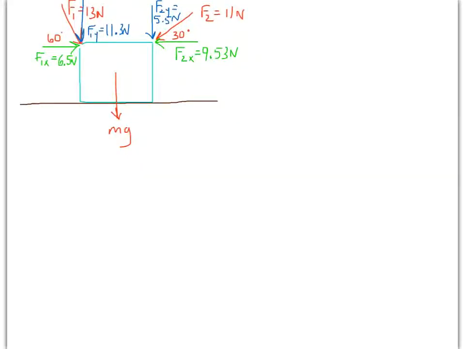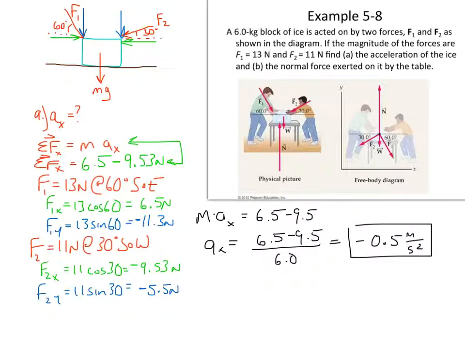This is a continuation of example 5. I believe it is 5.8, and this is part B of example 5.8. Now, what I went ahead and did is I redrew the example. If you recall, there were the two boys pushing on the block of ice, and we did part A and found out the acceleration of the block. With part B, we're asked to find the normal force exerted on it by the table.